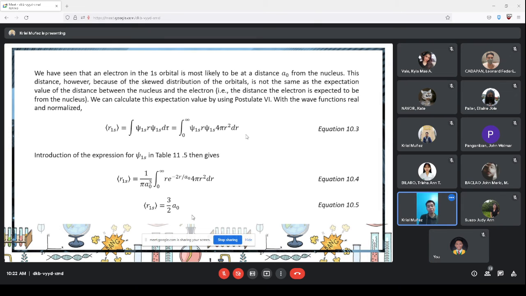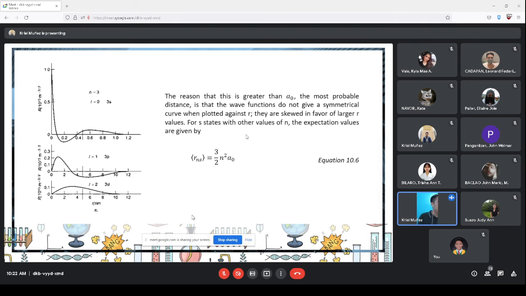So we have three halves Bohr radius. Okay. Yeah, so the reason that this is greater than a sub 0, the most probable distance, is that the wave functions do not give a symmetrical curve when plotted against r. They are skewed in favor of larger r values. For s states with other values of n, the expectation values are given by this one. So we have 3 halves n squared times a sub 0.